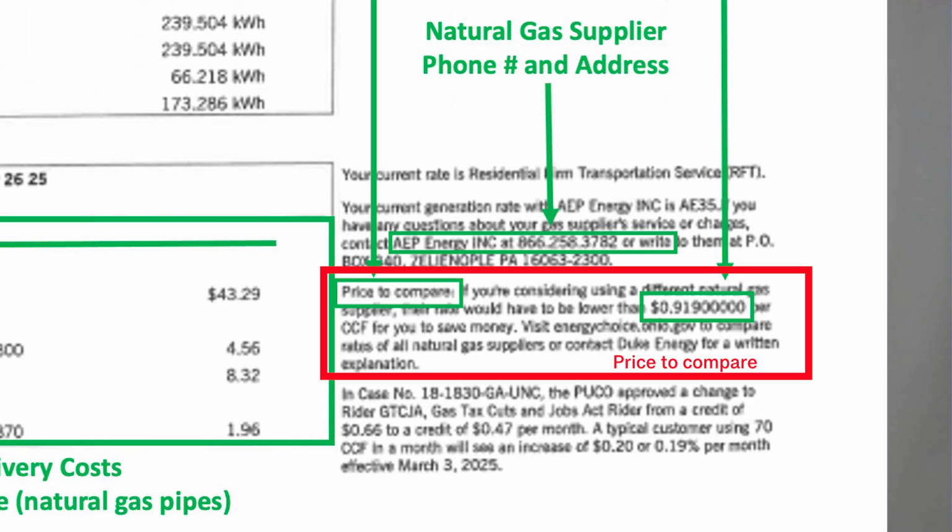If you can find a company that has a lower price than what this is right now, remember, this is an old bill, 91 cents, then you're getting a cheaper rate than what Duke Energy can provide. I'm going to stop here for a minute, because that 91.9 cents is the Duke rate for that month. For that month.